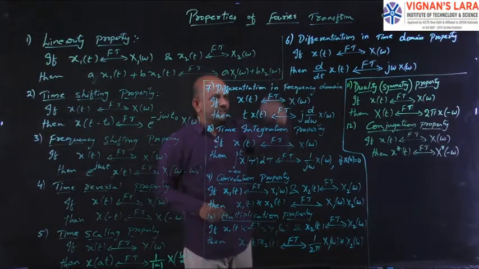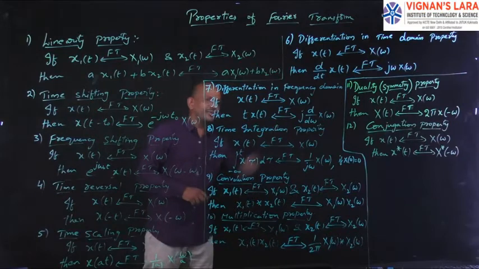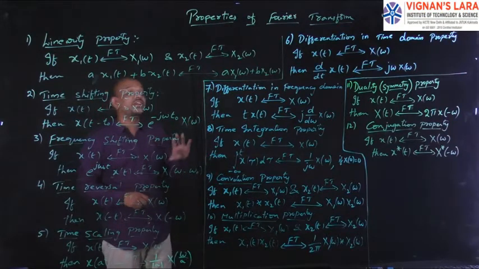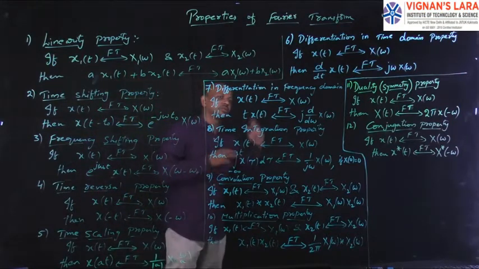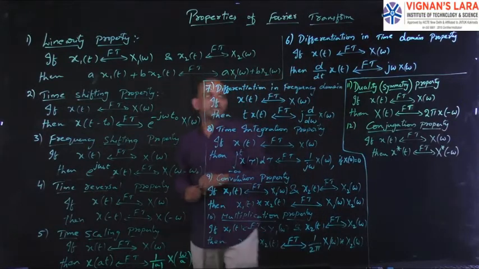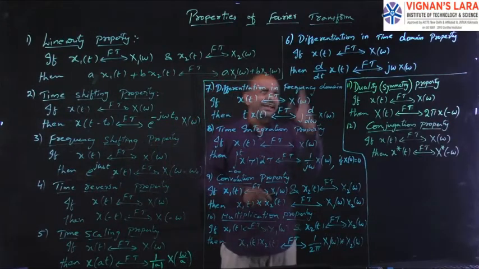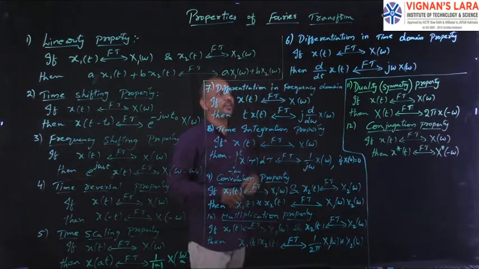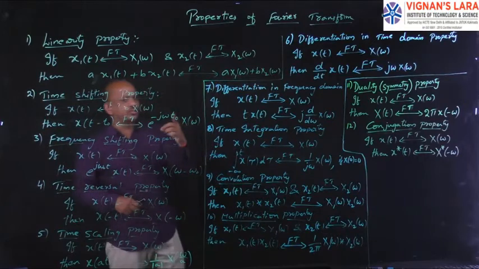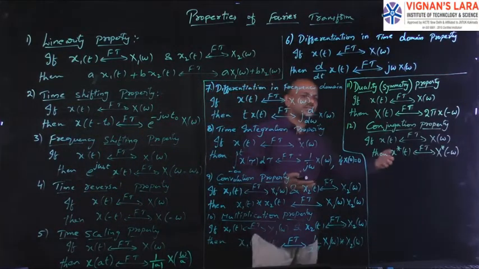Now go for the differentiation property. Here we have differentiation in time domain as well as differentiation in frequency domain. So I will go for both. First I will explain differentiation in time domain property. If x of t has a Fourier transform X of omega, I am considering only one signal because I can perform the differentiation of a single signal itself. Hence I have taken only one signal.